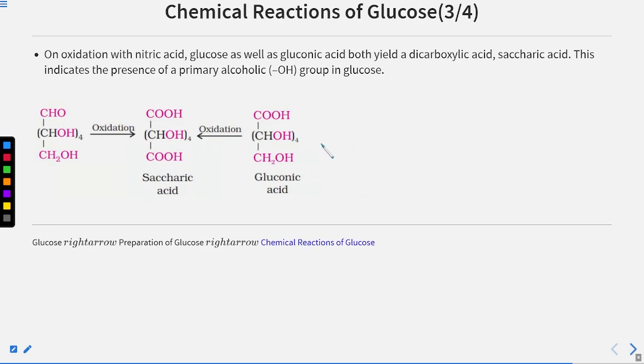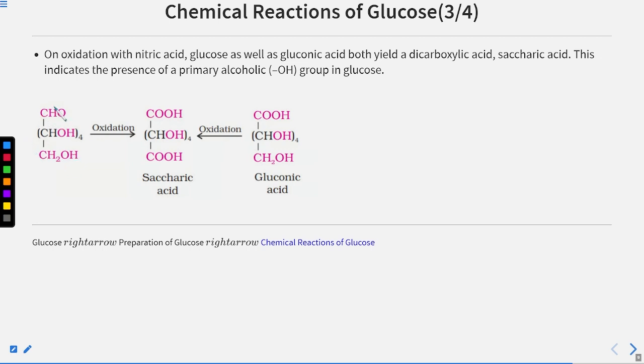Now next is the oxidation. What happens in oxidation? In oxidation, we have seen earlier that we converted our aldehyde group to carboxylic acid. Now in this, we will convert all the OH groups. Since they are also in a non-oxidized form, they can also be oxidized to carboxylic acid. So we will convert all of this into carboxylic acid.